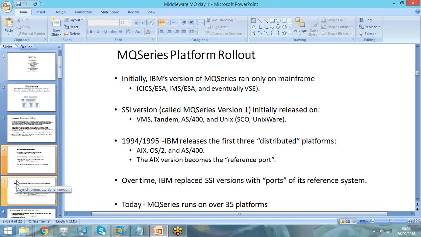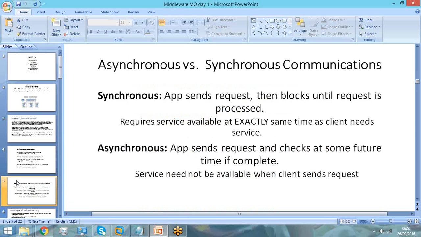Now we told that applications send messages and MQ software will store the messages in queues and deliver them to the destination. Now there is something called synchronous and asynchronous communication.